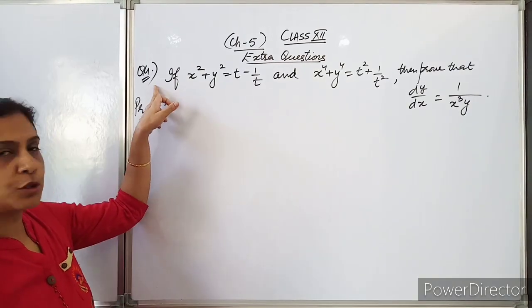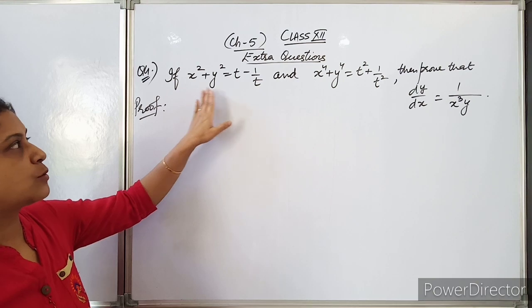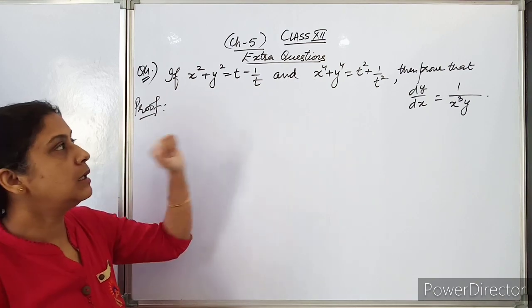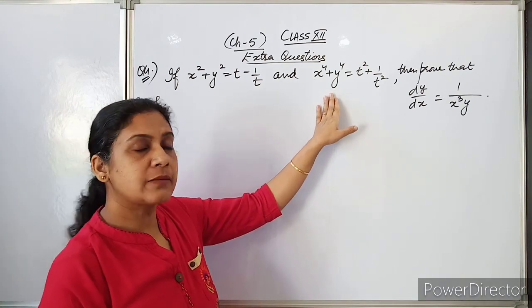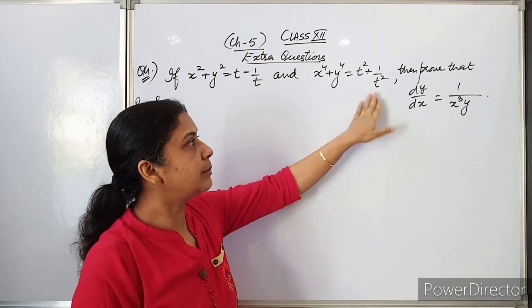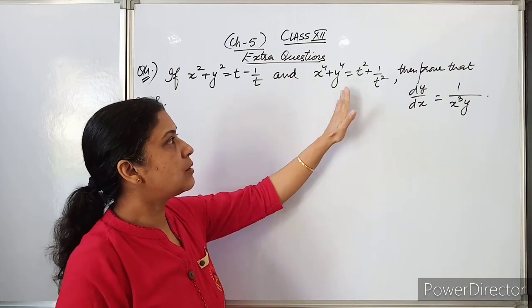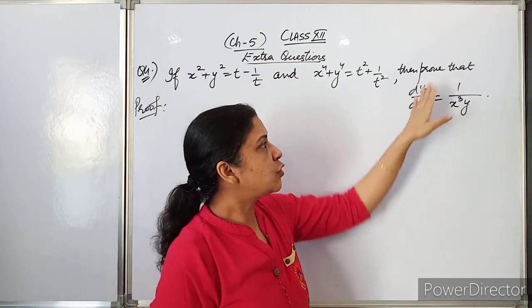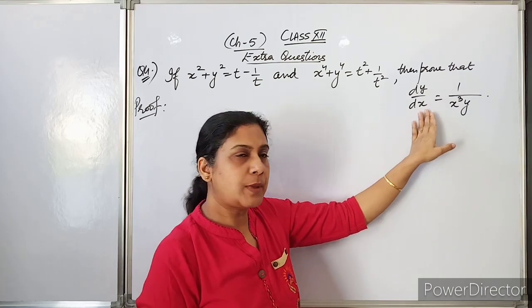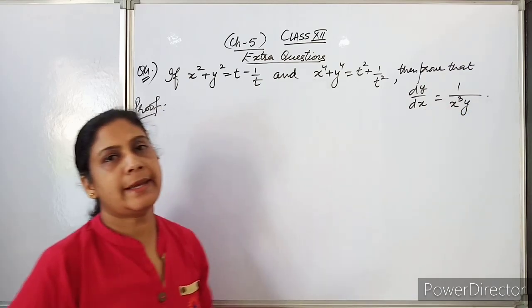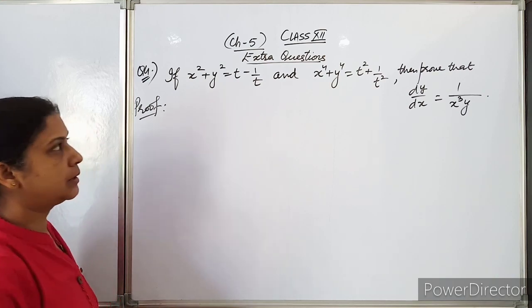Another question, fourth question. If x square plus y square is equal to t minus 1 by t and x raised to power 4 plus y raised to power 4 is equal to t square plus 1 by t square. These two values have been given to us. Then we have to prove that the derivative of y with respect to x is equal to 1 upon x cube y. Let's start with the proof.